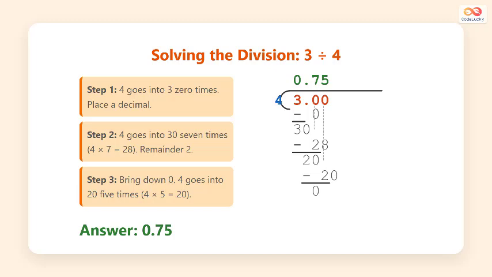Now we divide. 4 cannot go into 3, so we put a 0 and a decimal point on top. Now we look at 30. 4 goes into 30 7 times, which is 28. 30 minus 28 leaves a remainder of 2. We bring down the next 0 to make 20. 4 goes into 20 exactly 5 times. Since the remainder is 0, we are done. The answer is 0.75.